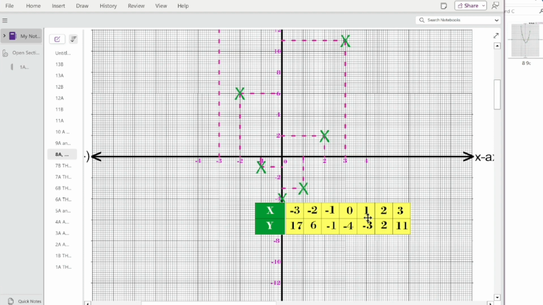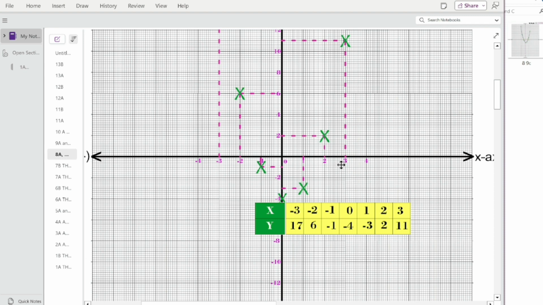Next point says when x is 1, y is minus 3. We go down when x is 1. This is 0, this is 1, 1 on the positive x. Y is negative, so we'll come down. So it's minus 3. In between minus 2 and minus 4, you have minus 3. We make our mark. When x is 2, y is 2. So when x is 2 on this, we'll go up the positive. That's y is 2.